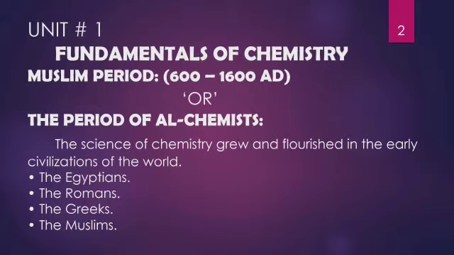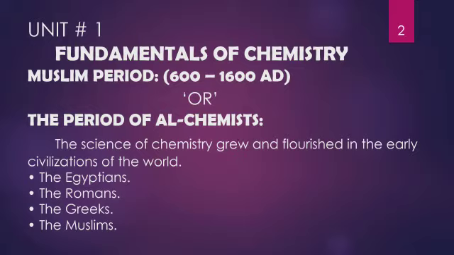This period started in 600 up to 1600 AD. What is AD? AD means that time period which is after the death of Christ. So we are actually going to discuss how chemistry flourished with the passage of time in this topic. The science of chemistry grew and flourished in the early civilizations of the world. Many civilizations made great efforts in the advancement of this subject.